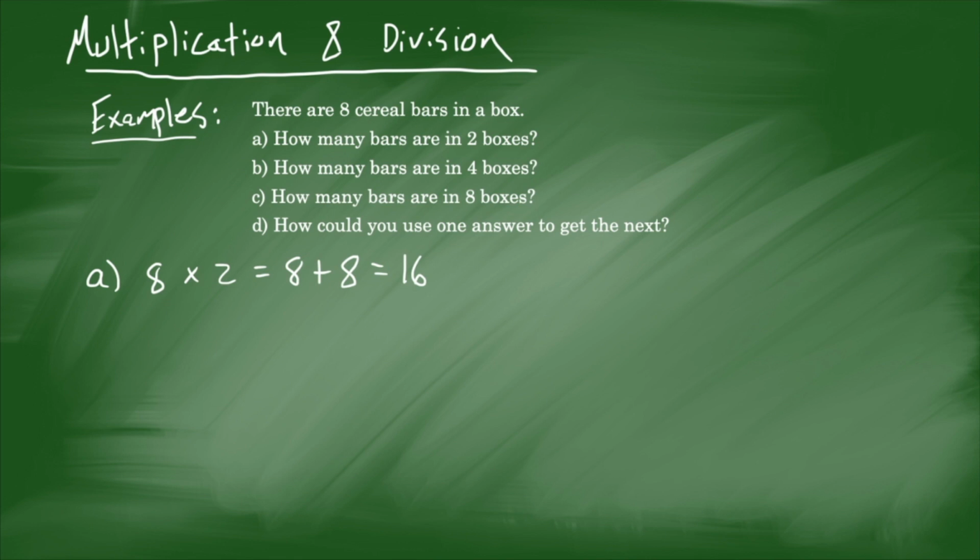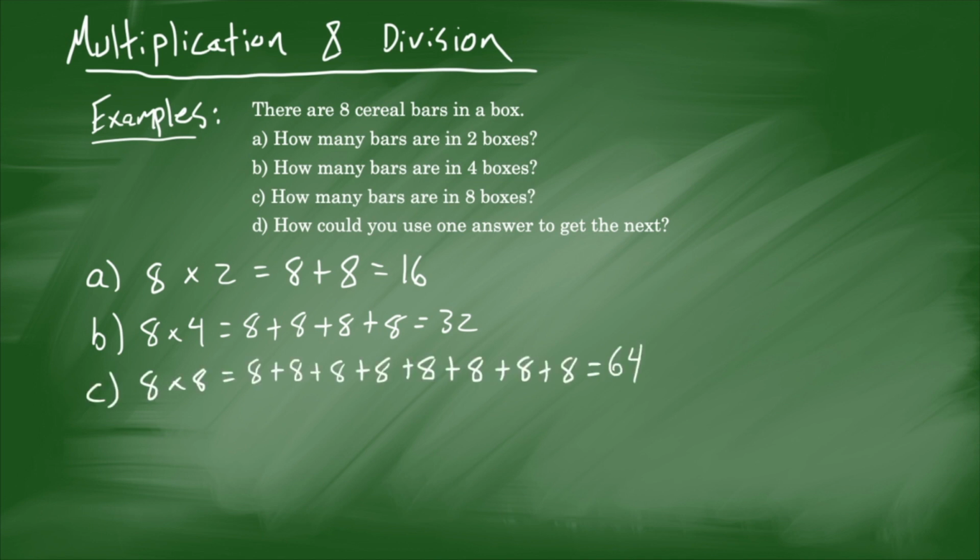With A, we have 8 times 2, which is the same as 8 plus 8, which is 16. B is 8 times 4, which is 4 groups of 8. 8 plus 8 plus 8 plus 8, 32. C, 8 times 8. That is 8 groups of 8. 8 plus 8 plus 8 plus 8 plus 8 plus 8 plus 8 plus 8. That is 64.